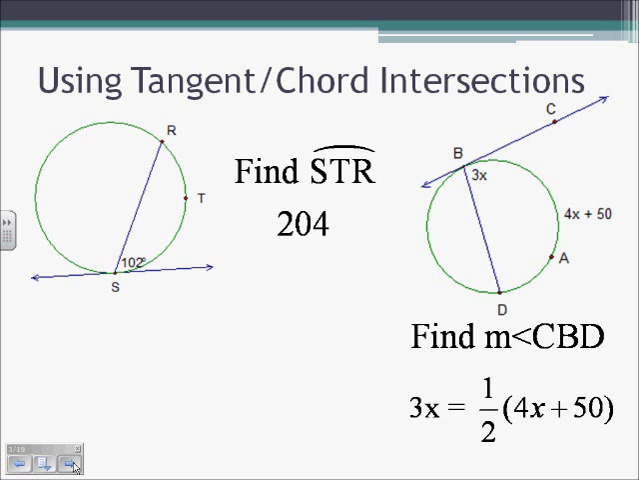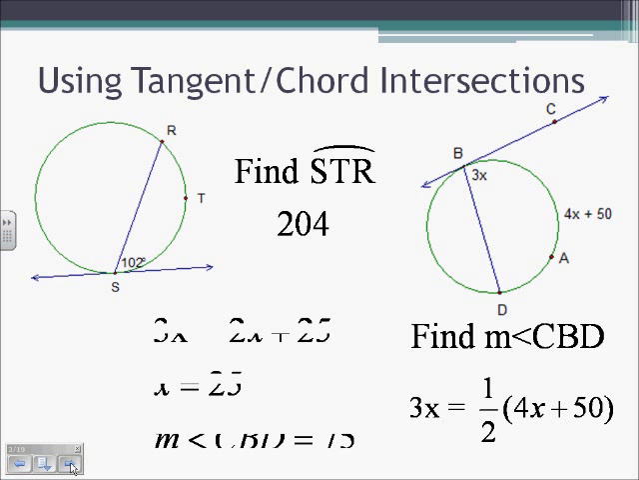We distribute that through. 3x is going to equal 2x plus 25. Subtract off that 2x, x is going to equal 25. If we multiply that then by 3 to find our angle, we're going to get that the measure of angle CBD is going to be 75 degrees.